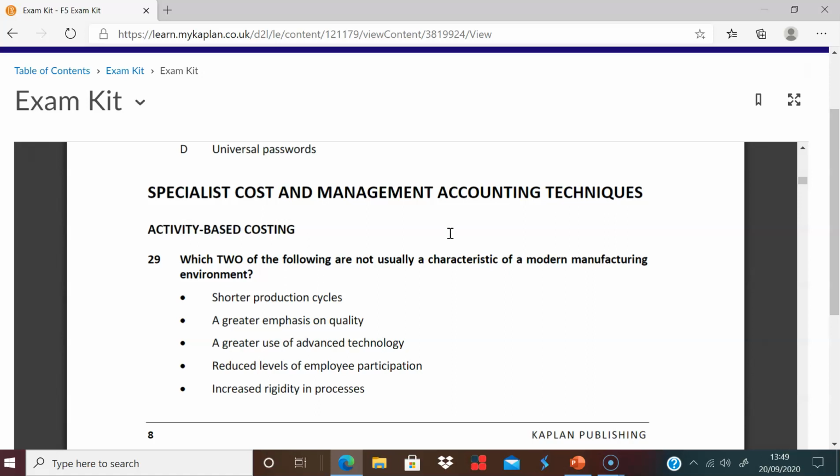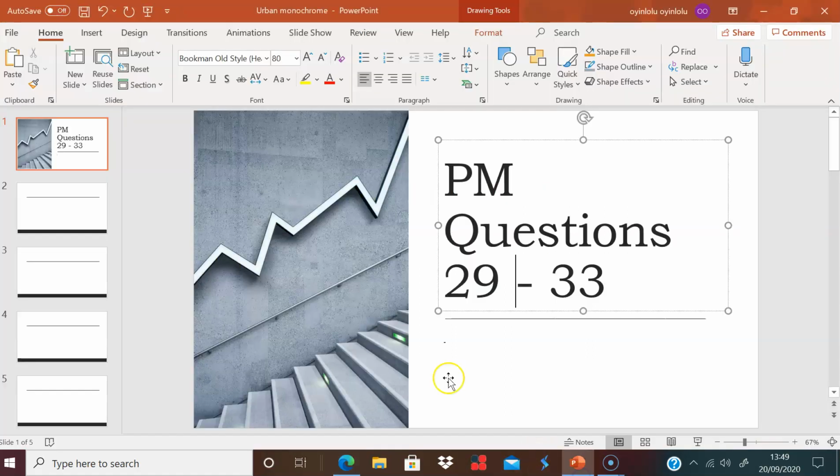So 1, 2, and 3 are characteristic, and therefore the answers are 4 and 5. For question 29, it's the fourth answer and the fifth answer, to do with rigidity and employee engagement.